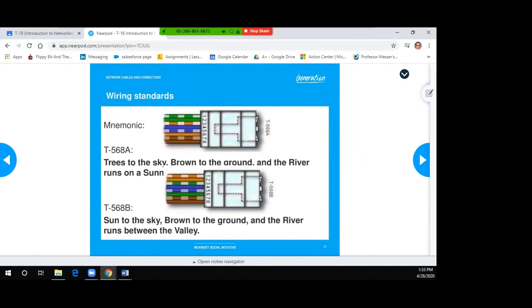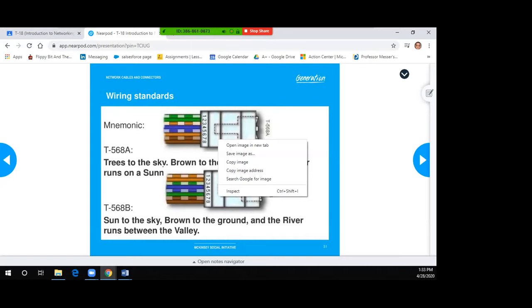Okay. So they have a cute little thing here. I never learned this. I just learned the colors. Trees to the sky because of the green. Brown to the ground because that's the brown. Then the river runs through the sun. So here's your sun, which is orange, and the river's in the middle. That's A. So trees to the sky, brown to the ground.